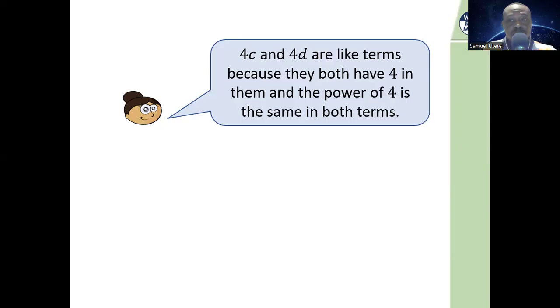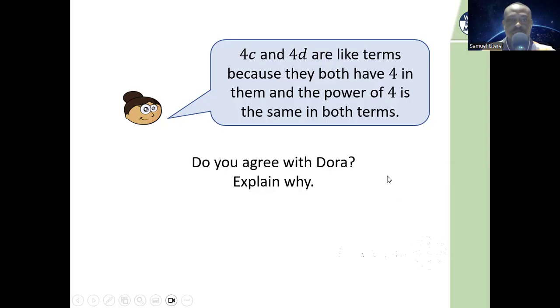But remember, before you make your decision, remember what we said like terms are. Like terms must have the same variable and the same powers. Of course, she's wrong. Okay. And the reason is like terms must have the same variable, which is the letter. You should know that by now. And the same powers. The letters must have the same powers.